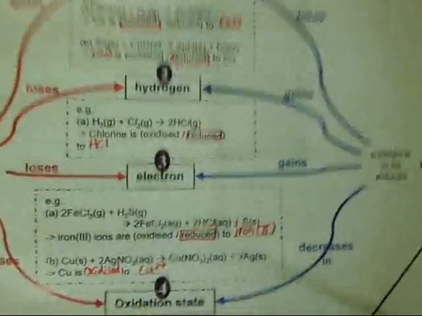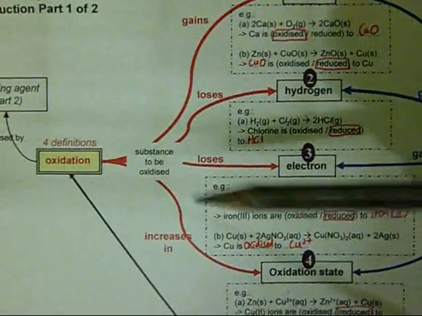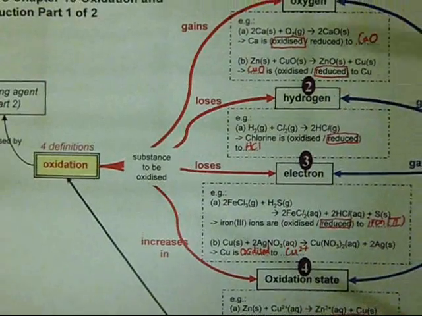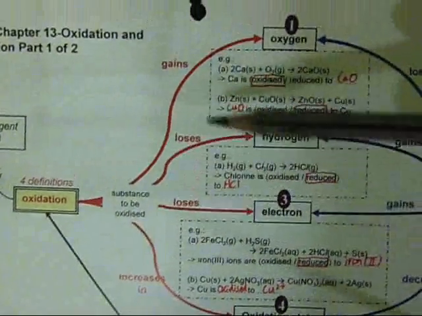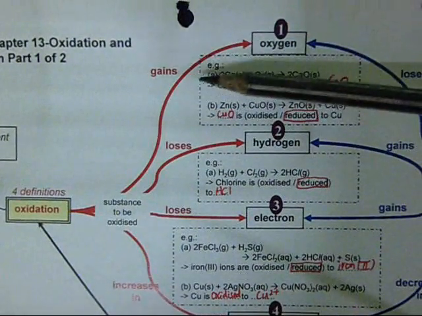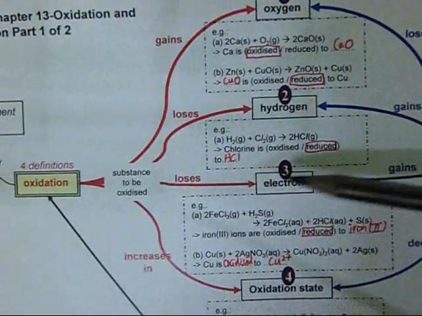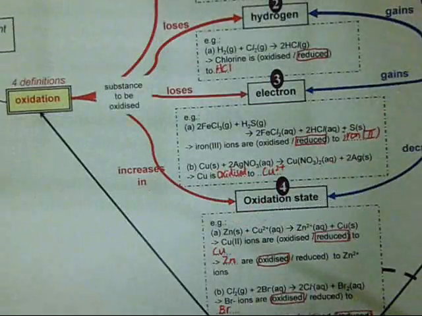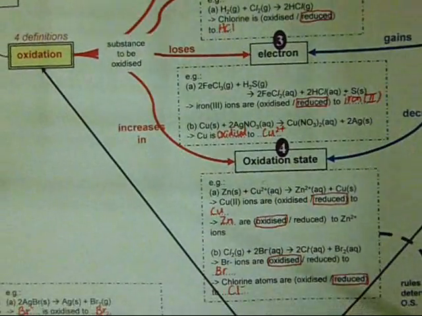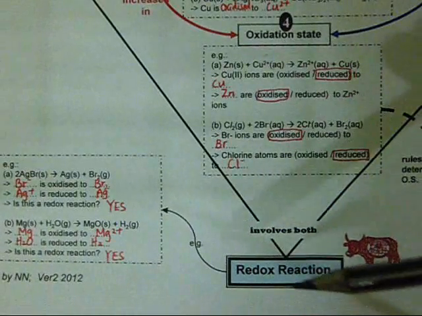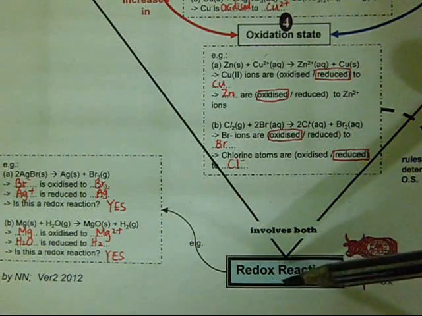Okay, so there are 4 definitions. For example, you could be asked questions like state the 4 definitions of oxidation. So there will be gain of oxygen, loss of hydrogen, loss of electron, increase in oxidation state. So these are the 4 definitions for oxidation. And then you need to know the definition for redox reaction.